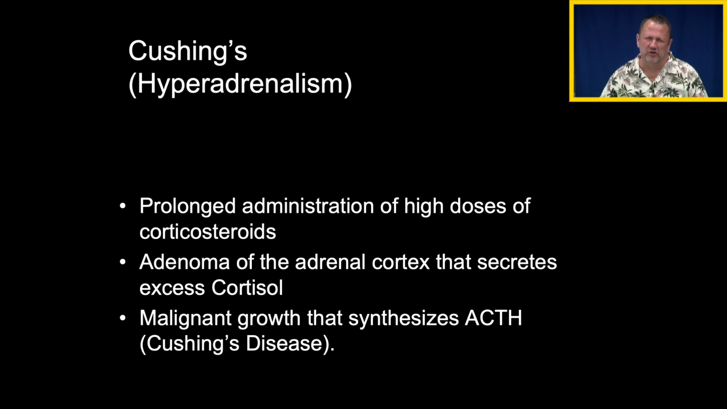An adenoma, a functional adenoma of the adrenal cortex, will secrete too much cortisol. That'll be Cushing's syndrome. Or a functional adenoma of the pituitary, and it doesn't have to be a malignancy, that secretes too much adrenocorticotropic hormone, and that's technically Cushing's disease. So there's all sorts of reasons that we see this Cushing's type appearance in our patients: either large doses of corticosteroids, or an adenoma of the adrenal cortex that makes too much cortisol, or an adenoma in the anterior pituitary secreting too much adrenocorticotropic hormone.